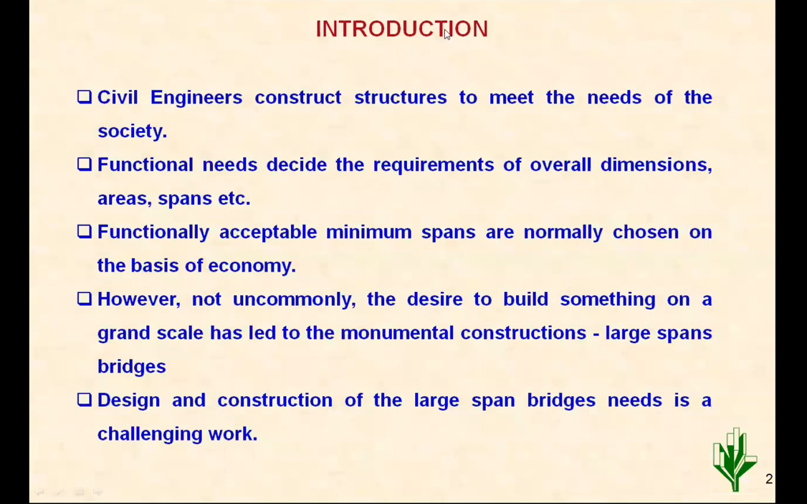Very good morning to all of you. I will talk about the construction of long span bridges. Generally, bridges are built to meet a requirement, that is connecting two points and overcoming a hindrance. So the functional needs of any site are specifically chosen, and then the spans are decided. Functionally acceptable minimum spans are normally chosen as those are economically viable. As we go to larger spans, the cost of construction as well as the bridge cost increases.